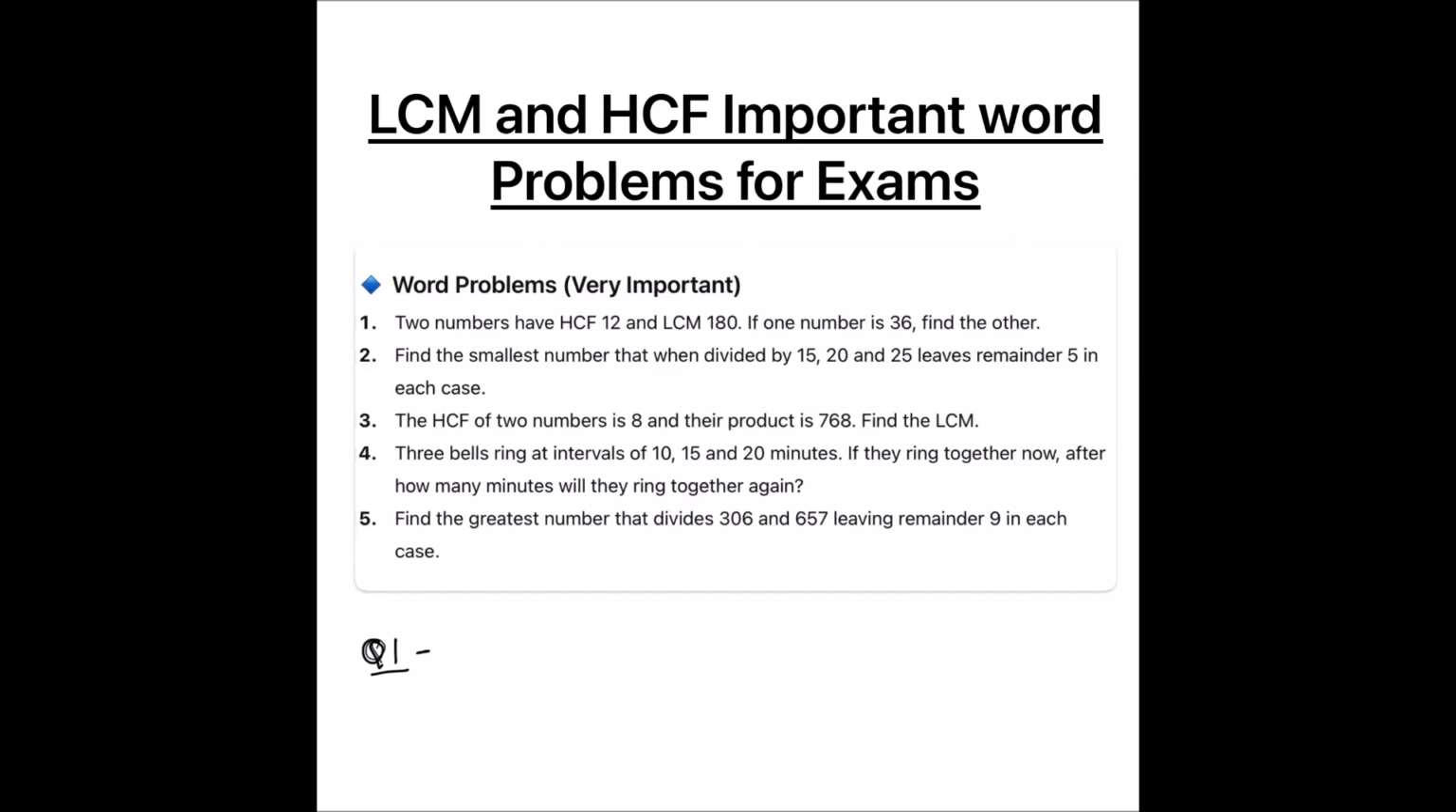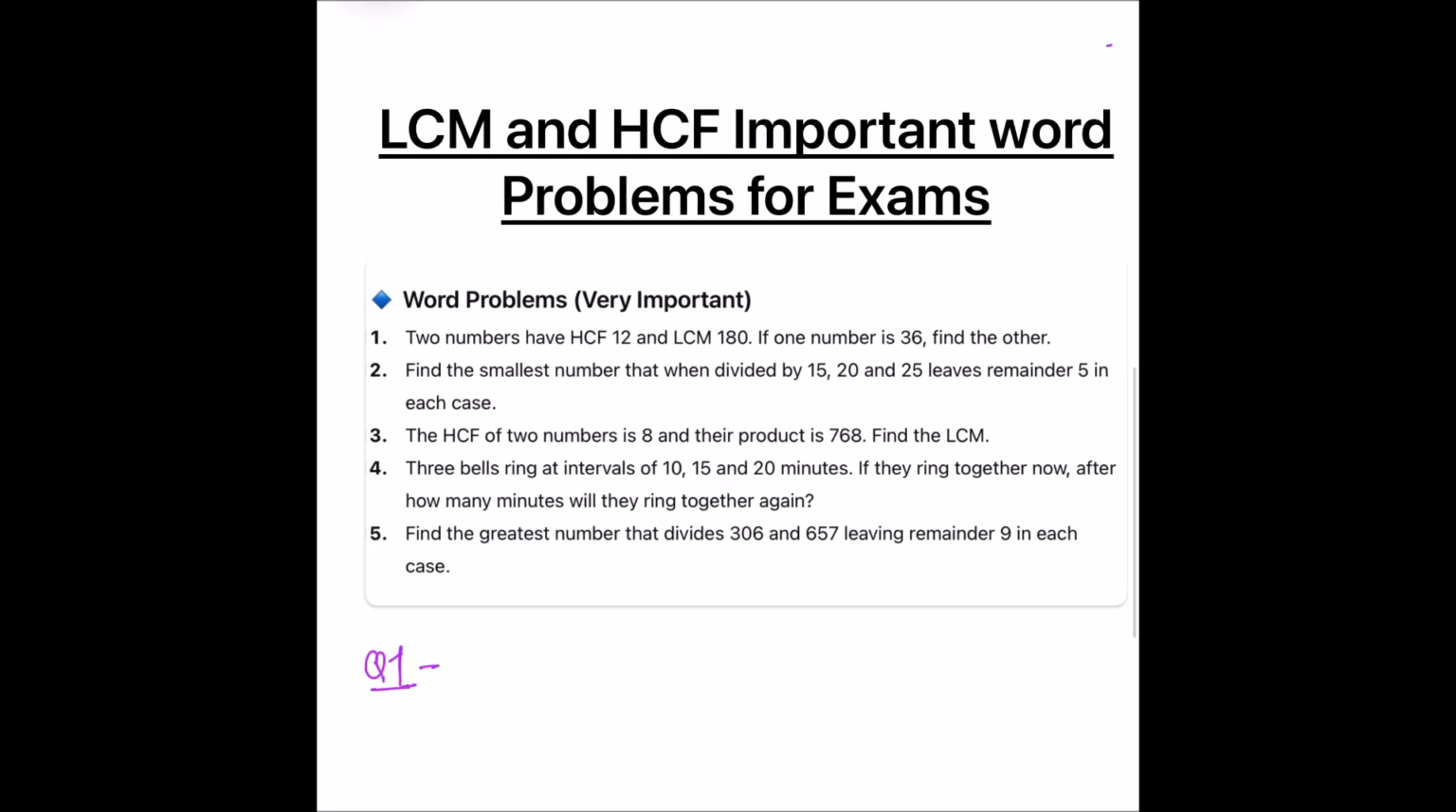Hello students, in this video we are going to solve a few LCM and HCF important word problems for exams. These word problems are for all grades from class 6 to class 10. So question 1 is, two numbers have HCF of 12 and LCM 180. If one number is 36, find the other.